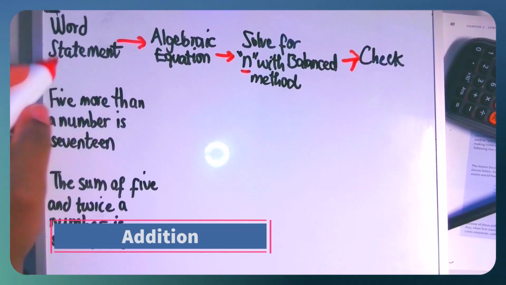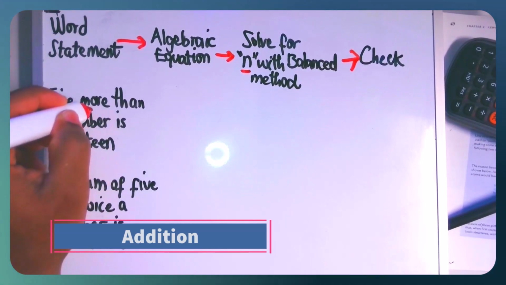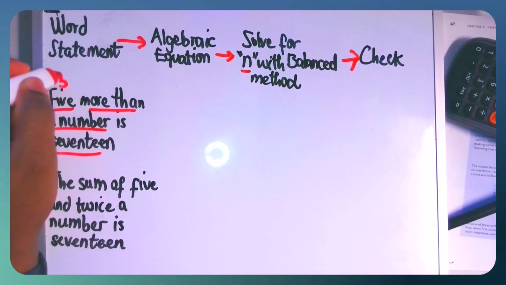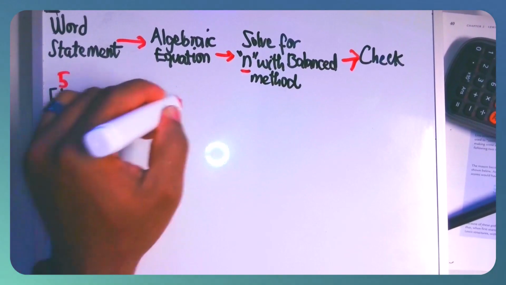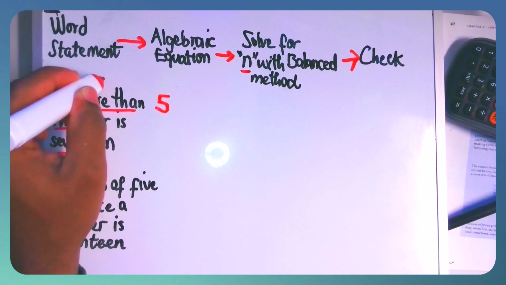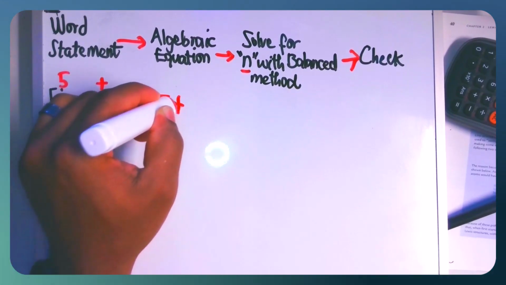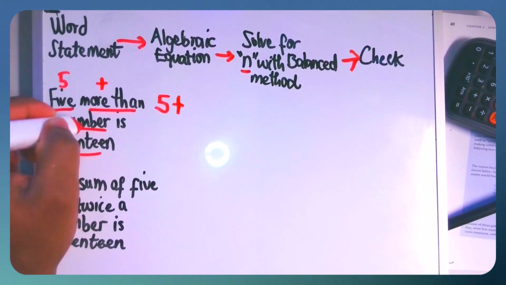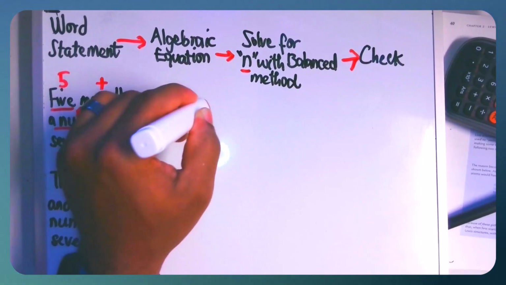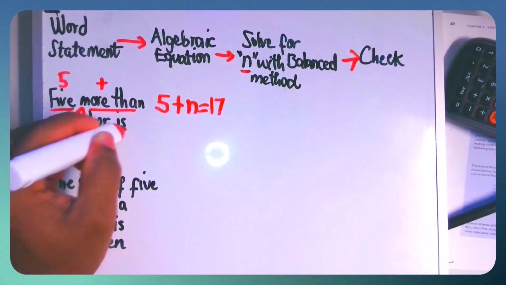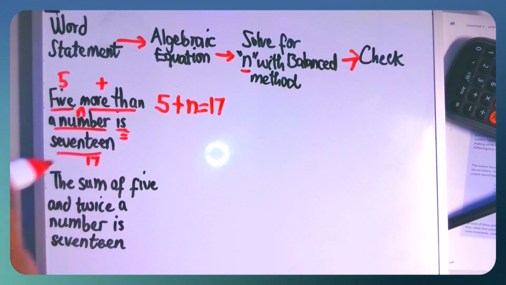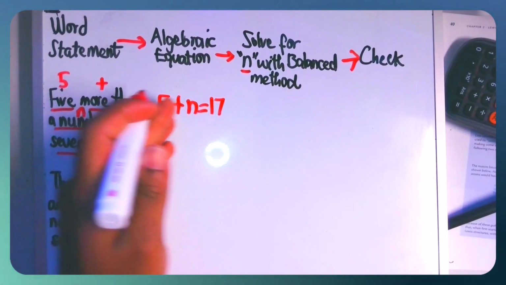So the first question says that 5 more than a number is equal to 17. In this case, 5 is a number. To go from it to an algebraic equation, it says "more than," so that means we are going to be adding to a number. In this case, a number will be represented as n, and this is equal to what? 17, based on this statement where "is equal" and 17 is this number right here.